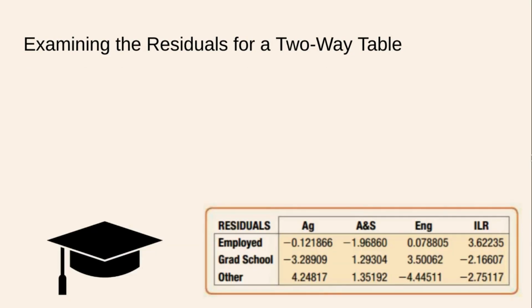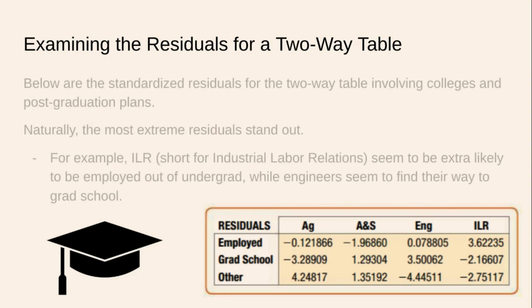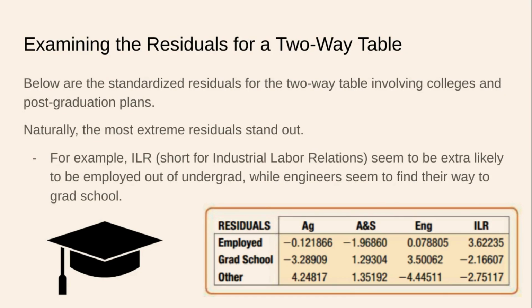So here are the rest of the standardized residuals, and as you can see, there are some that really stand out. Below we have these standardized residuals for the two-way table involving colleges and post-grad plans. Naturally, the most extreme residuals stand out, all right? So if we're thinking normal model, we're thinking 68, 95, 99.7 rule. Within 3 standard deviations, we have almost all of our data, okay?